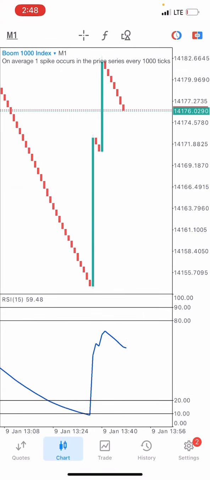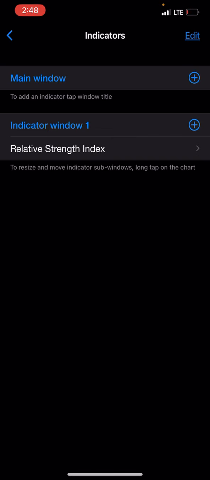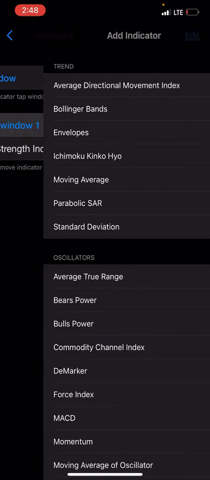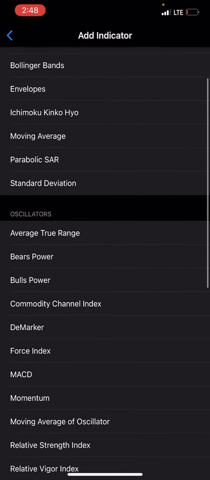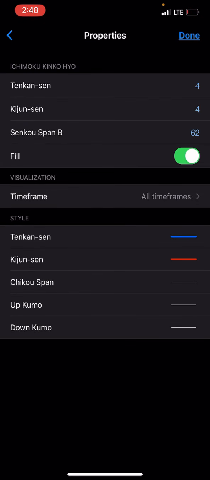So that's why I always like to use RSI to support my strategy, so that you don't make mistakes. The next indicator you're bringing in, you click on indicator window 1. You're bringing in Ichimoku. Tenkan Sen is 4. Kijun Sen is 4. Senkou Span B is 62. And you click this place and fill that place there.